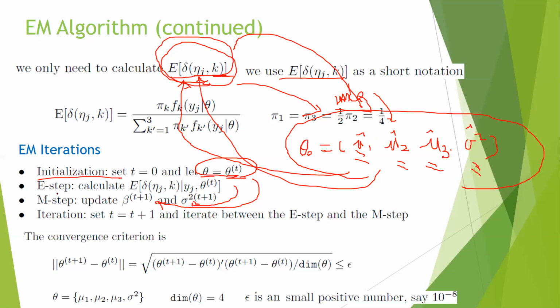Iteration. And each time you're going to check if the currently estimated parameter is close enough to the one in the previous step. If they are very close, which means convergence has been achieved, then you're going to stop your algorithm. And at this point, you will get the best solution, the MLE, for your parameters.